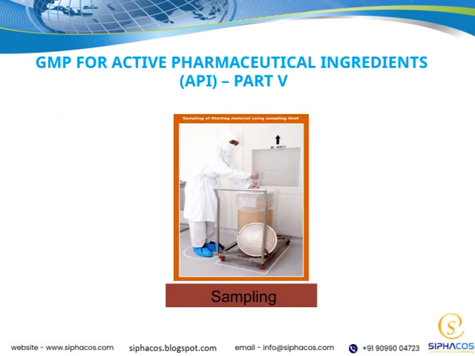Let's now move on to Slide 10, which focuses on sampling within the context of GMP for active pharmaceutical ingredients, or APIs. Sampling is a critical step in ensuring the quality and consistency of the products we produce. It involves selecting representative portions of raw materials, in-process materials, or finished products for testing. This step helps us verify that each batch meets the required quality standards before release. Sampling must be done carefully and systematically to avoid contamination or bias.